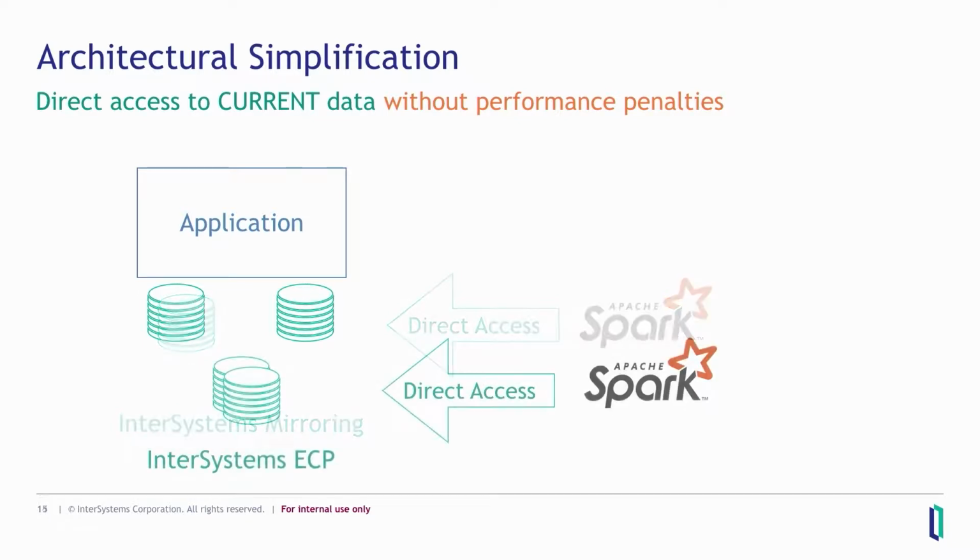So you can actually work with Spark on your current data from the last second without any performance penalties. You can do that also with ECP. So for instance, if you're using Enterprise Cache Protocol, you can work on the database server, preferably on the backup server, while ECP is doing the transactional processing.